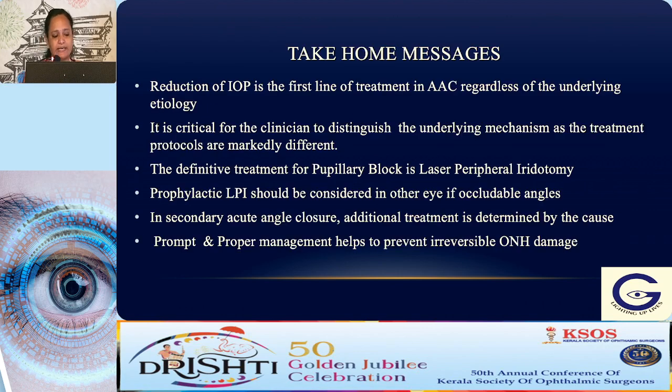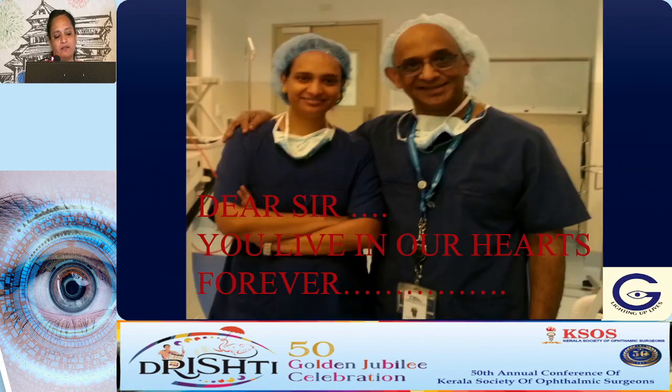So to conclude, reduction of intraocular pressure is the first line of treatment in acute angle closure, regardless of the underlying etiology. It's critical for the clinician to distinguish the underlying mechanism, as the treatment protocols are markedly different. The definitive treatment for pupillary block is laser peripheral iridotomy. Prophylactic LPI should be considered in the other eye if occludable angles. In secondary acute angle closure, additional treatment is determined by the cause, and it is very important that prompt and proper management helps to prevent irreversible optic nerve damage. Thank you.